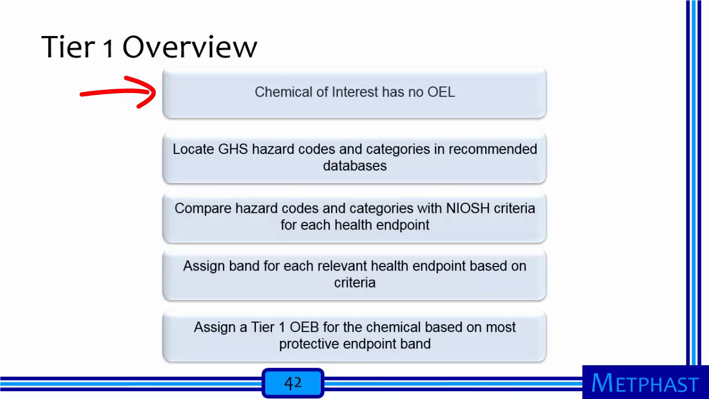First, make sure that the chemical of interest has no OEL. Then we locate the GHS hazard codes and categories in recommended databases. Next, we compare the hazard codes and categories with NIOSH criteria for each health endpoint. We can then assign the band for each relevant health endpoint based on criteria. Finally, we can assign a Tier 1 occupational exposure band for the chemical based on the most protective endpoint band.